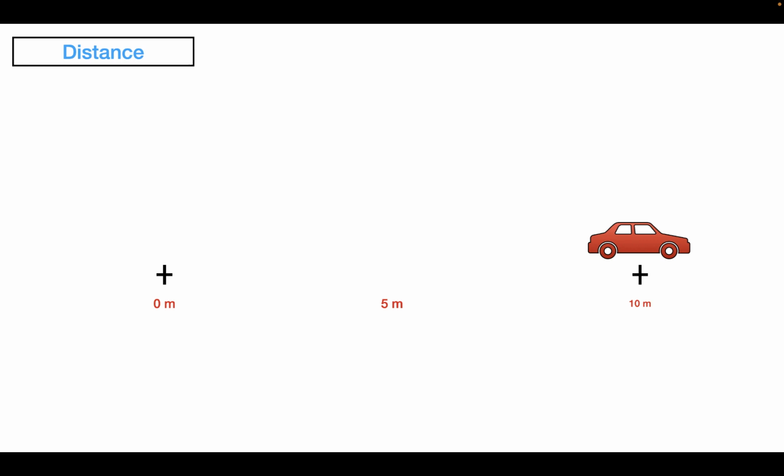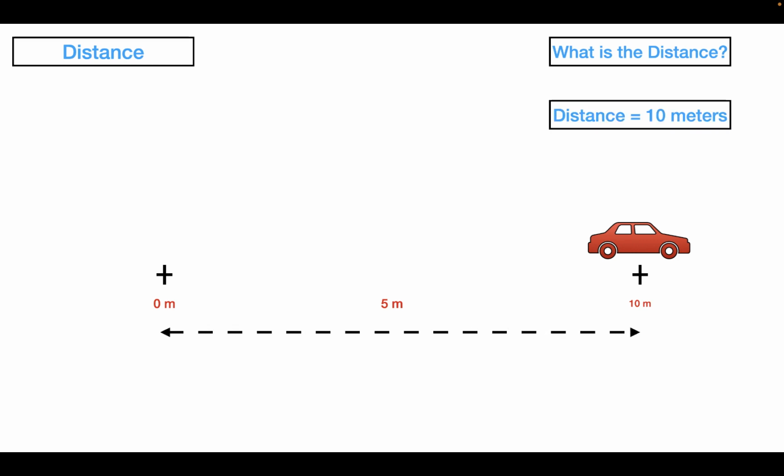So what was the distance traveled? What we see here is that the total distance that the car traveled is going to be 10 meters. So the distance that the car traveled is 10 meters.